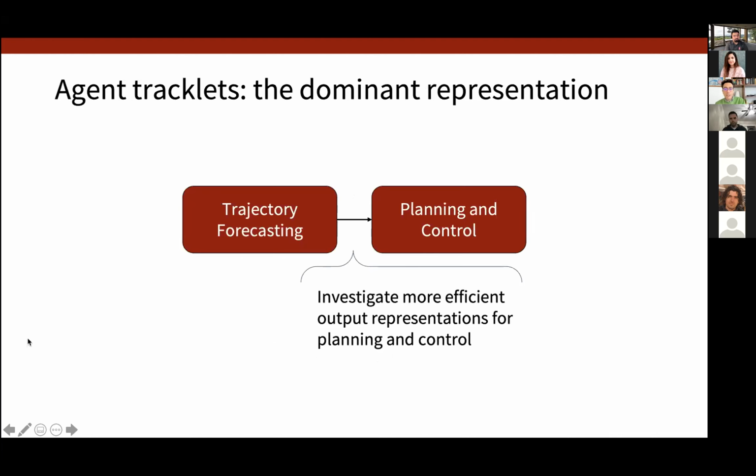Now, starting with prediction representations, nearly all methods in trajectory forecasting, including Trajectron++, predict tracklets for each agent in a scene. That is an ordered set of waypoints. And this is a natural output structure to provide. However, this representation is not the most efficient to use in downstream decision-making, as typically planning and control algorithms reason about system dynamics as opposed to tracklets. So the question is, can we devise more efficient representations for planning and control?